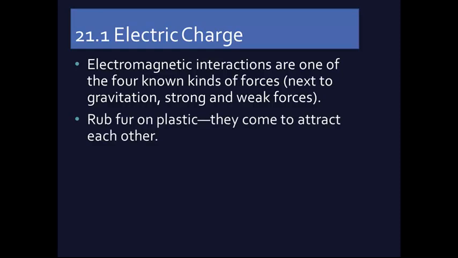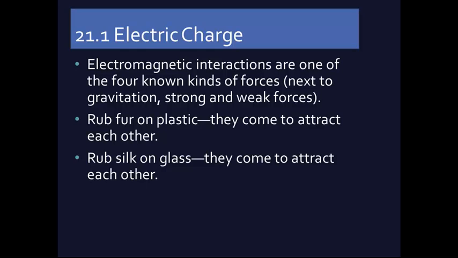The basic idea of electric charge has been known for thousands of years. The Greeks knew that when they rubbed wool on amber, the amber took on a kind of characteristic that it could attract and repel various things. And today, if you were to rub fur on a plastic rod, then the fur and the plastic rod will come to have a kind of attraction for each other. Similarly, if you rub silk on glass, the silk and the glass will come to attract each other. We call this characteristic electric charge.